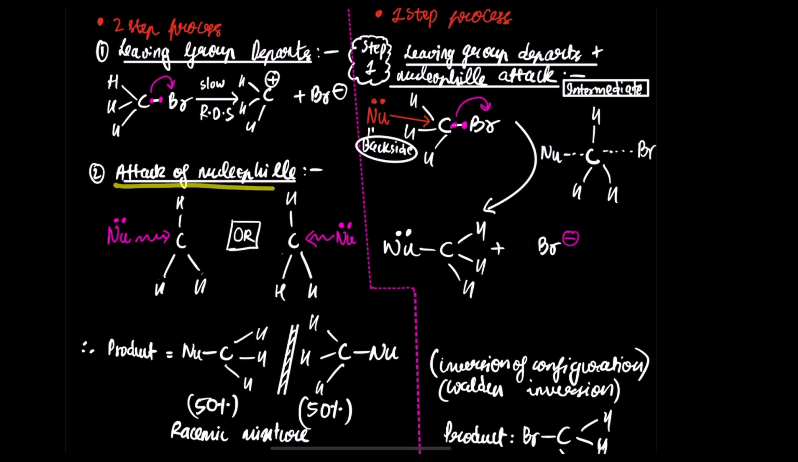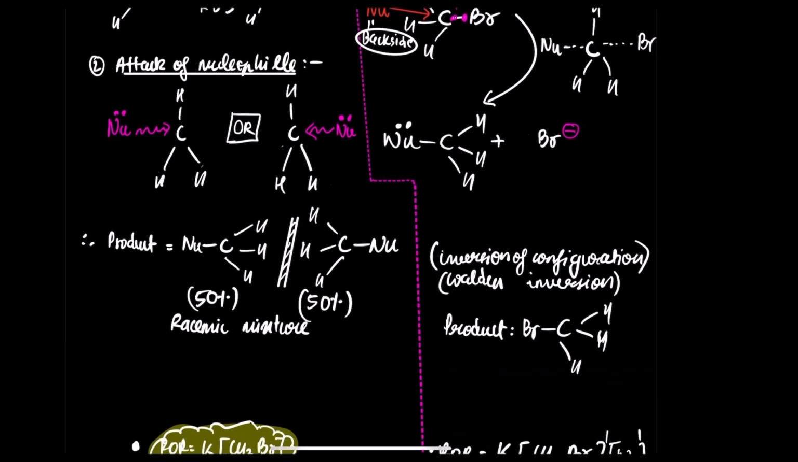The second step is the attack of the nucleophile. Once the bromine leaves the carbocation, you get a planar structure like this. This planar structure can be attacked by the nucleophile either from the back side or from the front side. And then we get two possible products. The first product is CH3 nucleophile. The second possible product is that the nucleophile is attached on this side.